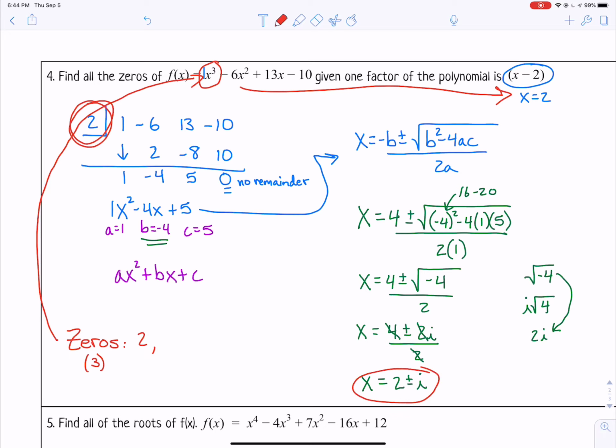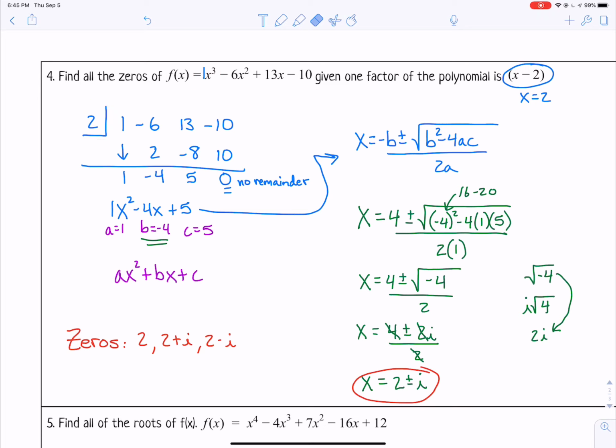Now you also have these 2 you have found with the quadratic formula. So you have 2 plus i and 2 minus i. So that would be all 3 that we were looking for. So let me just clean that up a tad. And there we go. That's it for number 4.